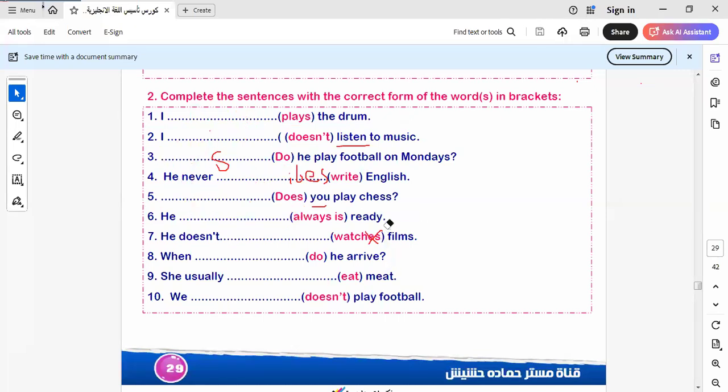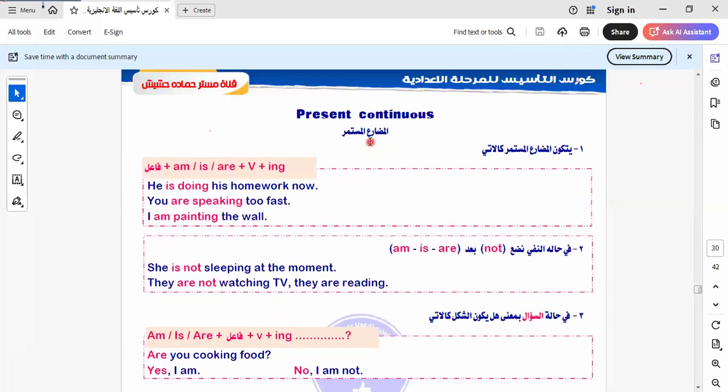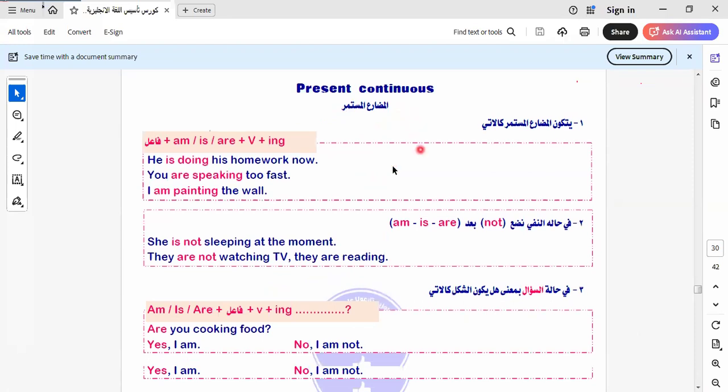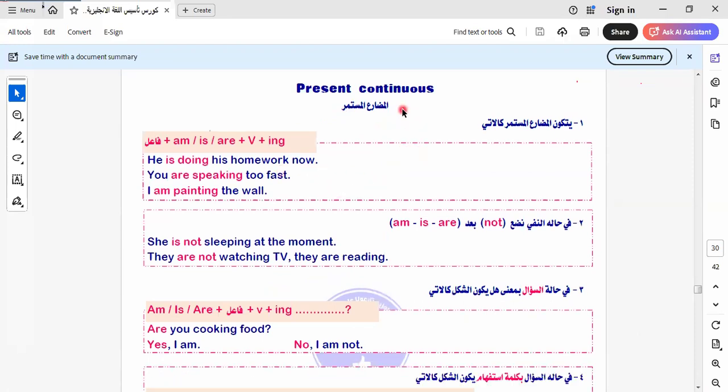This is the present simple tense. I will go now to the past simple to revise the present continuous tense. What is the present continuous tense? The present continuous tense is the tense expressing the action that is happening now. Okay, like this. What are the keywords of this tense? It will be now, at the moment, today.